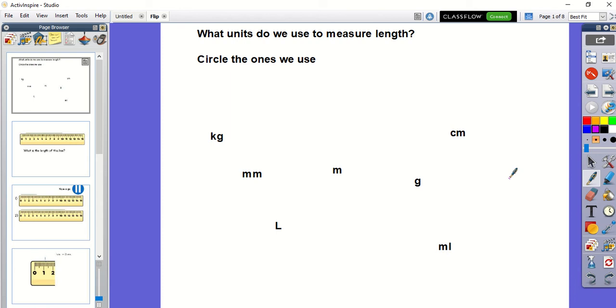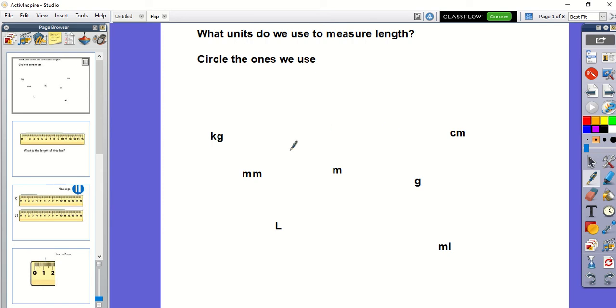Today we're going to be looking at measuring length. Now before we start, I want to know if you can remember which of these units of measurement we use for length. So, have a little think and see what you can come up with.